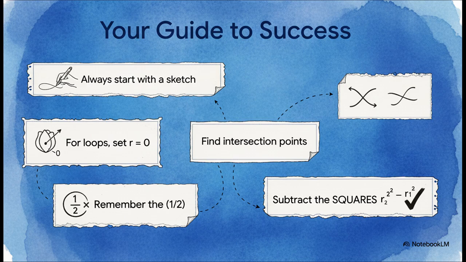1. Always sketch it first. You have to see what you're working with. 2. For a single loop, find your bounds by setting r equal to 0. 3. For the area between curves, find your bounds by finding where they intersect. 4. Don't you dare forget that 1/2 in the formula. And 5, the big one we just talked about, you subtract the squares of the radii. This checklist right here is your key to getting these problems right every single time.